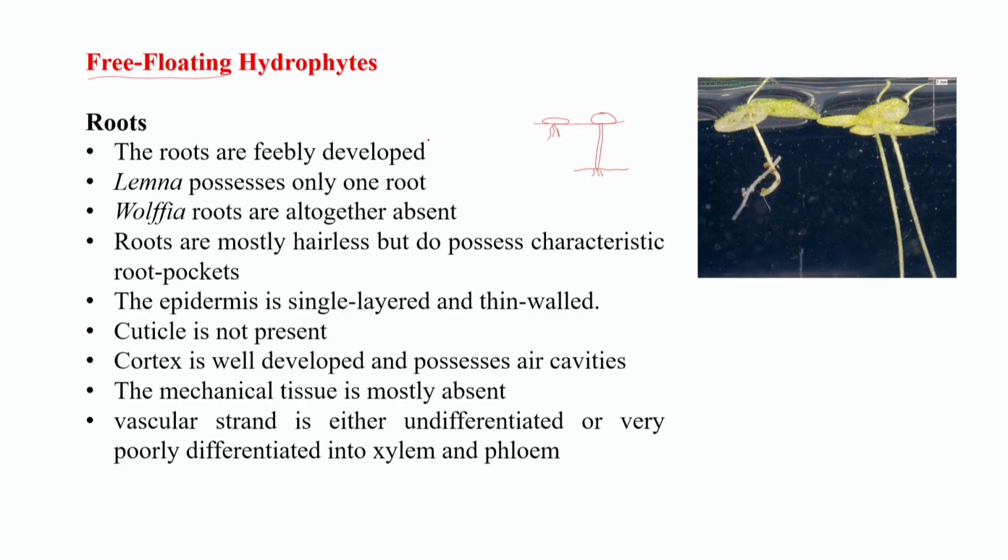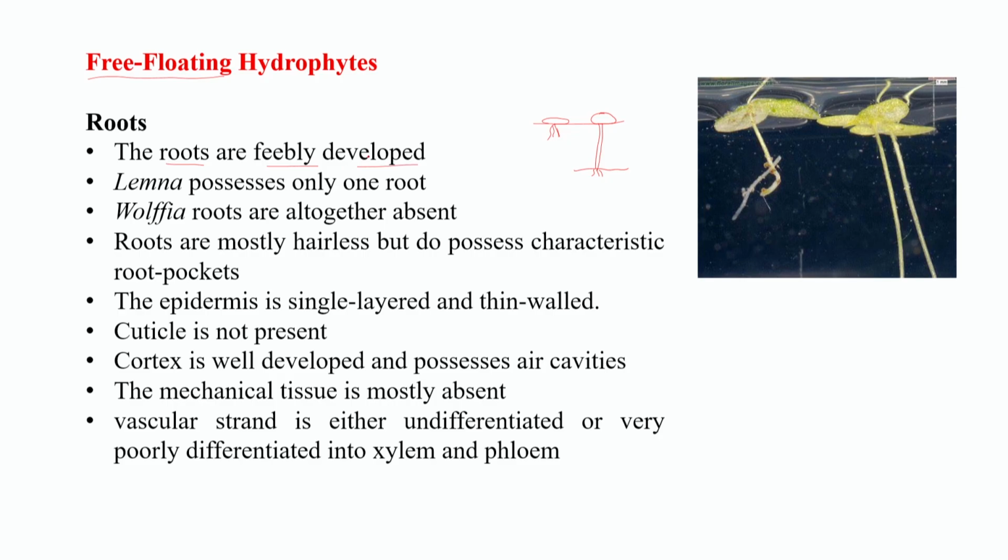Now in this floating hydrophyte, first of all, roots. In this case also the root will be poorly developed, because if they are floating and the root is not attached to the substratum, it is not even serving the function of anchorage. If roots are present, they might just absorb mineral nutrients and also help in floating. And if they are anchoring the plant, their purpose is only to anchor and not to absorb water. So the roots are feebly developed.